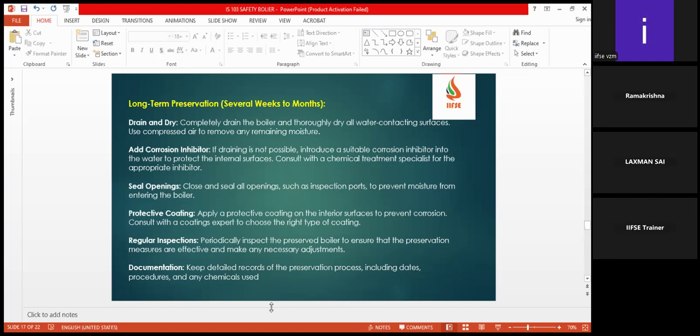So you have to create a preservation document, so that if the person who worked on it at the time of preservation is not there by the time you restart the boiler, it will be helpful for them to understand how it's been done, what type of procedure was followed, and what type of chemicals were used during the preservation process.